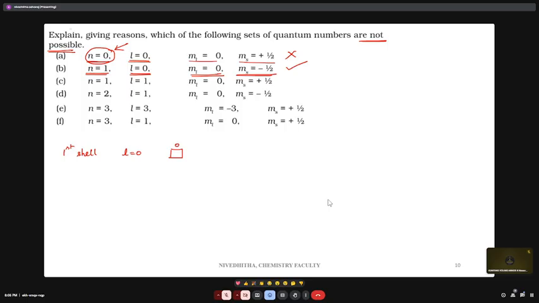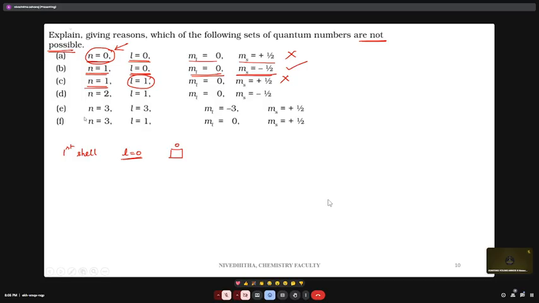How about the third one? It is wrong. Why is it wrong? See, this is my first shell, and in the first shell I have only one subshell, which is l is equal to 0. But here they're talking about l is equal to 1, which is wrong. That's it.